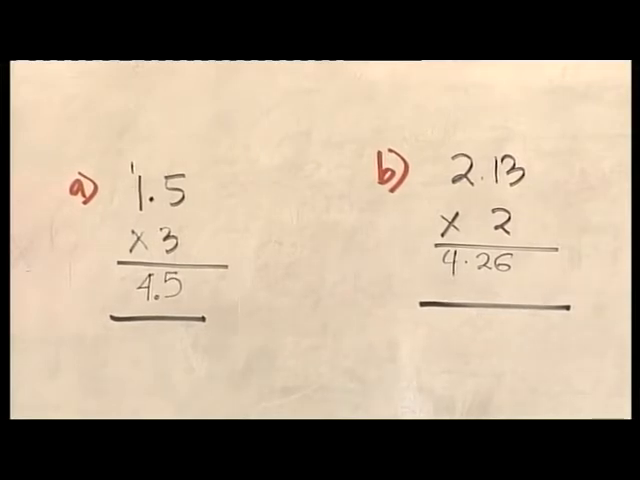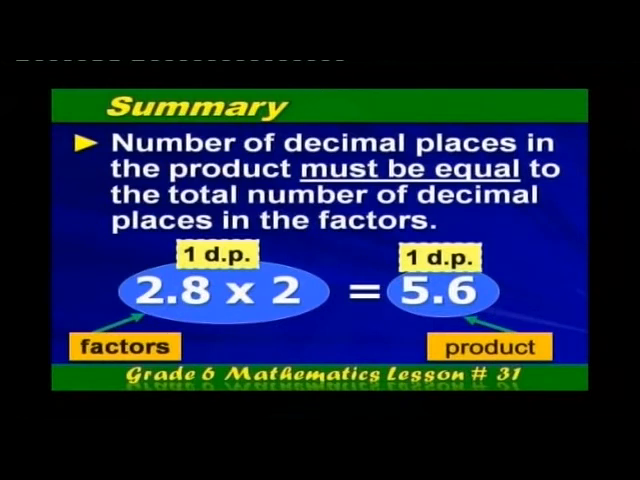With that, receiving students and 6s, for exercise number 2, like I've said, you do it as your homework and give it to your teacher. Now, our summary point for today's lesson. Students, I would like you to read the summary point. Read it loud and clear together. 1, 2, read. Number of decimal places in the product must be equal to the total number of decimal places in the factors. You can see the example there.